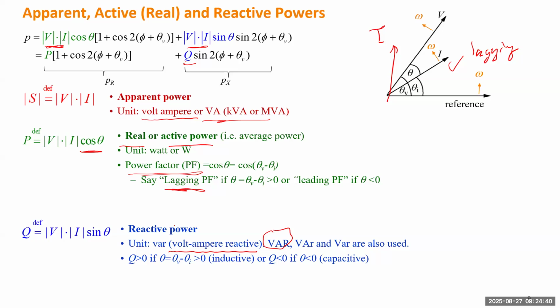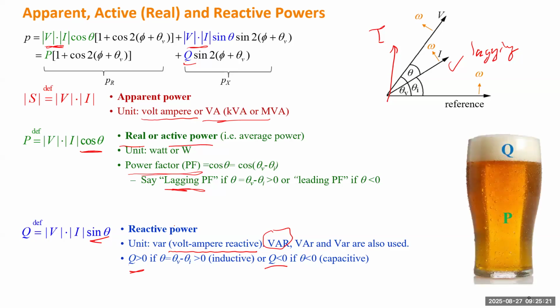Because when theta has a positive or negative sign, that will be reflected in sine theta. So the Q can be positive and negative. Positive Q means theta is positive, which means voltage leading current. So that is the inductive load, because only for the inductive branch will the current be lagging the voltage. If theta is negative, that's a capacitive branch, capacitive load. So Q will be negative. Negative Q usually means a reactive source. Positive Q means reactive load.